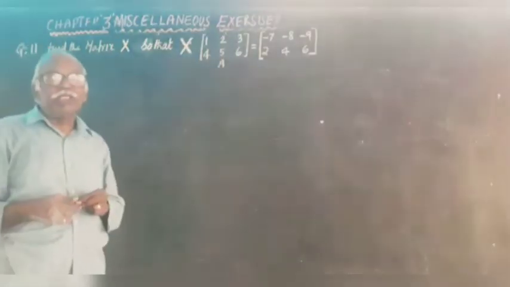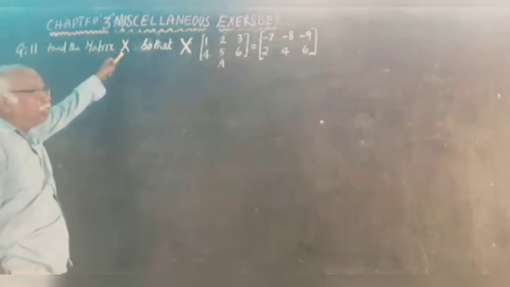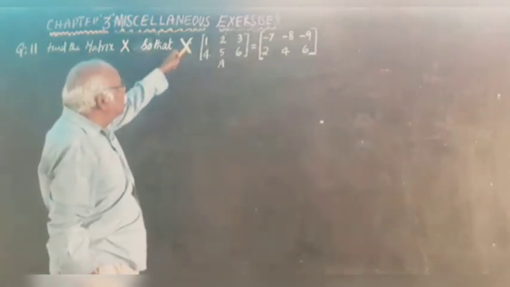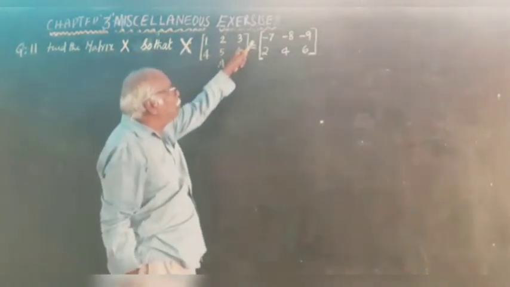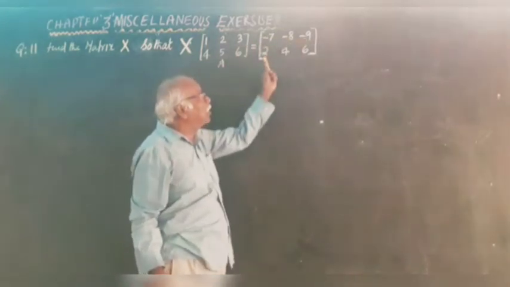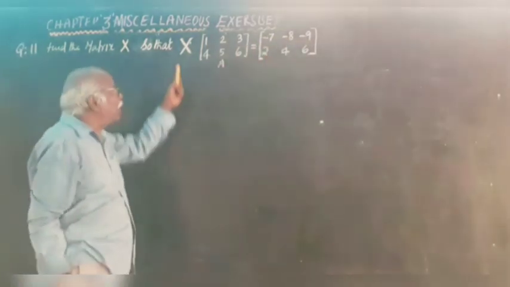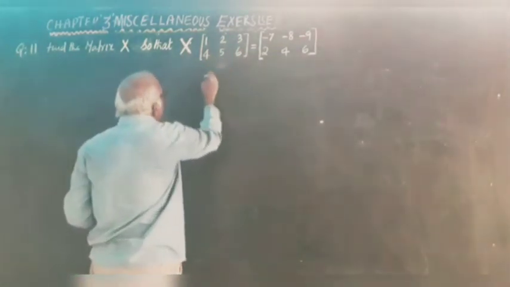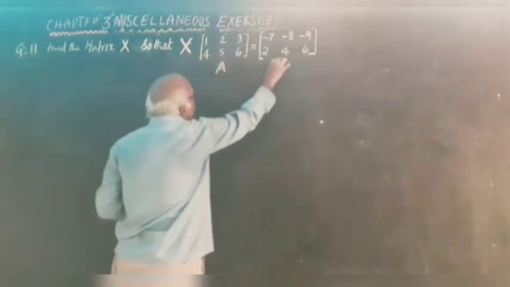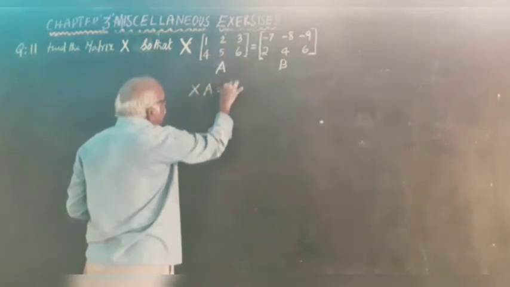Chapter 3, miscellaneous exercise, question number 11. Find the matrix capital X so that capital X into matrix 1, 2, 3, 4, 5, 6 is equal to matrix minus 7, minus 8, minus 9, 2, 4, 6. We have to find a matrix such that X into this matrix is equal to this matrix. Let's assume this matrix is A, this matrix is B. It is given that X into A is equal to B.